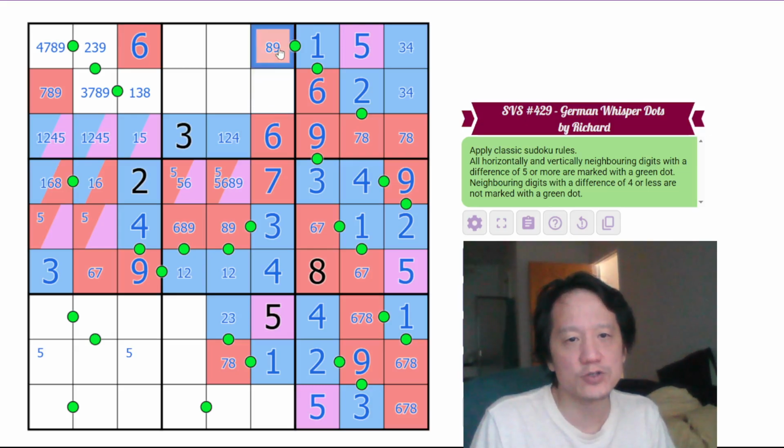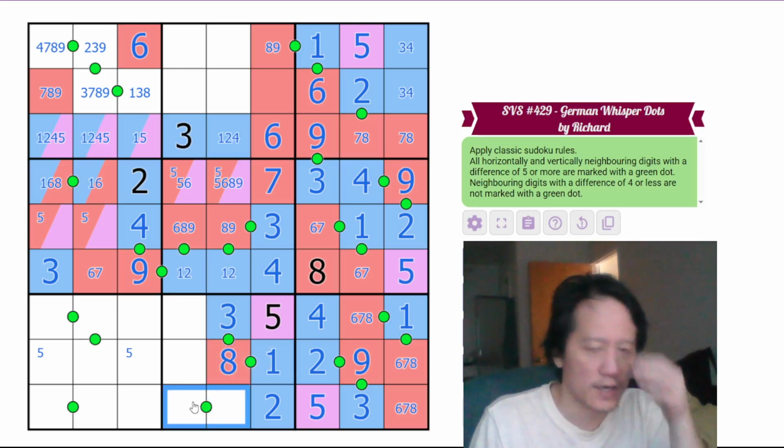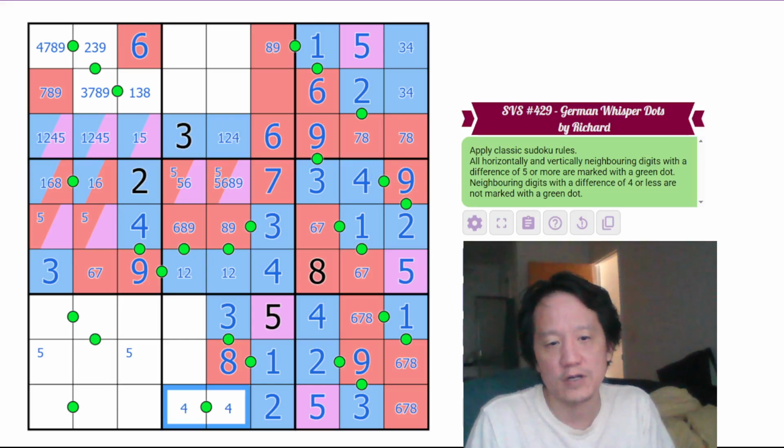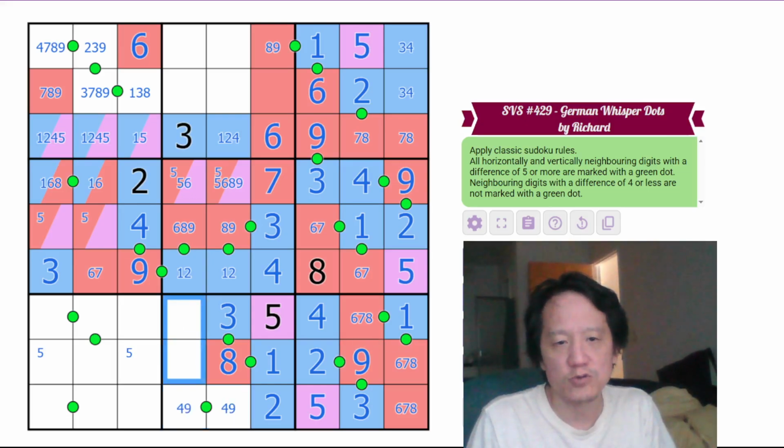This cannot be 2. Where is the 2 in column 6? It must be here. That makes this a 2. That makes this a high. That 2 eliminates 2 here, so this is 3. This has to be 8. This has a difference of 5. There must be a low, so it must be 4 here. So this must be 4 and 9, which forces the remaining digits in box 8 to be 6 and 7.